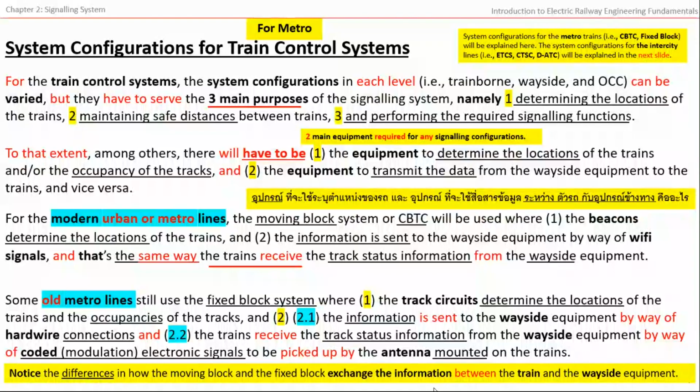So we can take note of the differences on how the moving block and the fixed block systems exchange the information between the train and the wayside equipment.